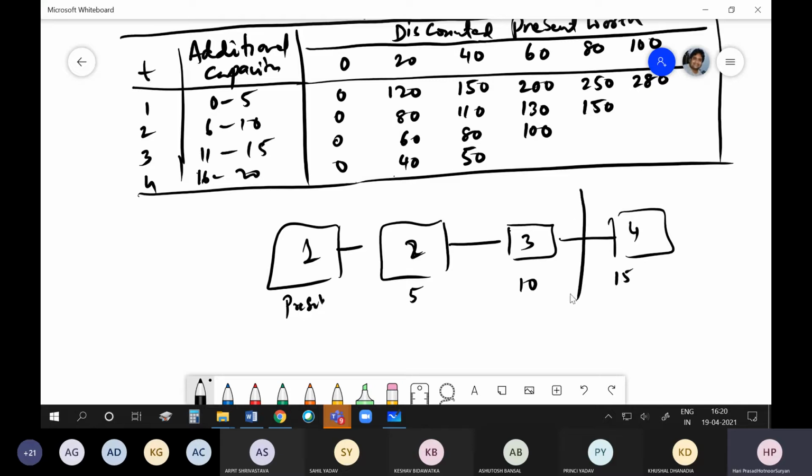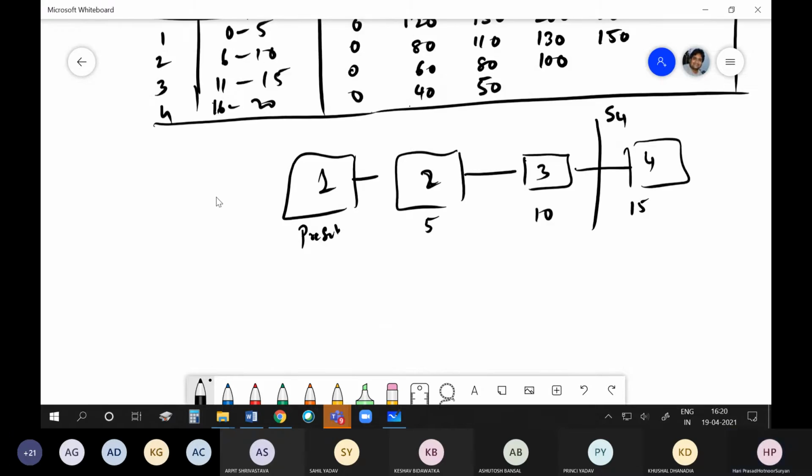Now let me say I start from here. The storage available, I call this S4, as the storage available at the end of 15 years. What are the possible values of storage I can have? S4 is the capacity at 15 years. What are the possible values I can have?